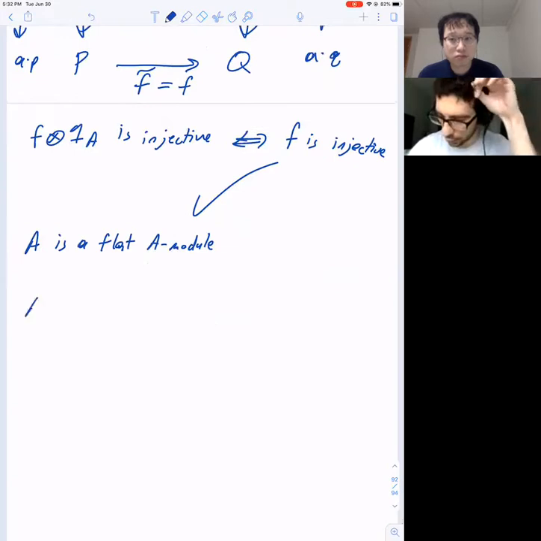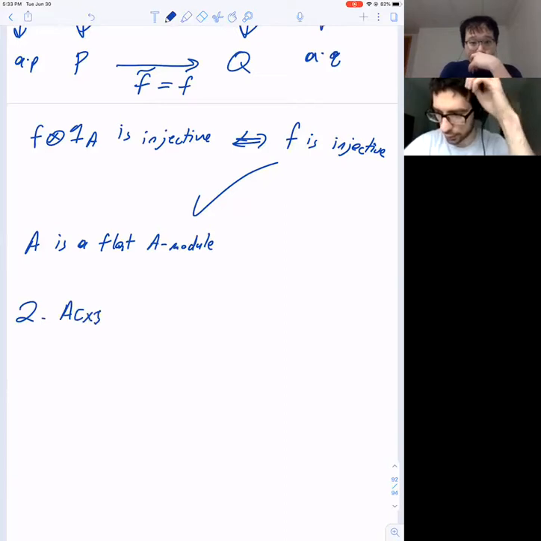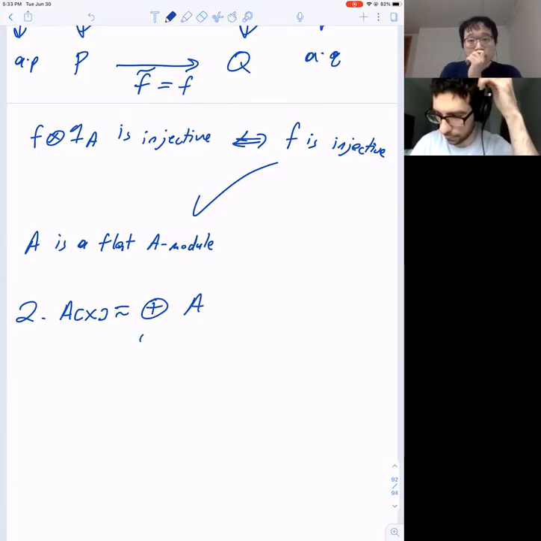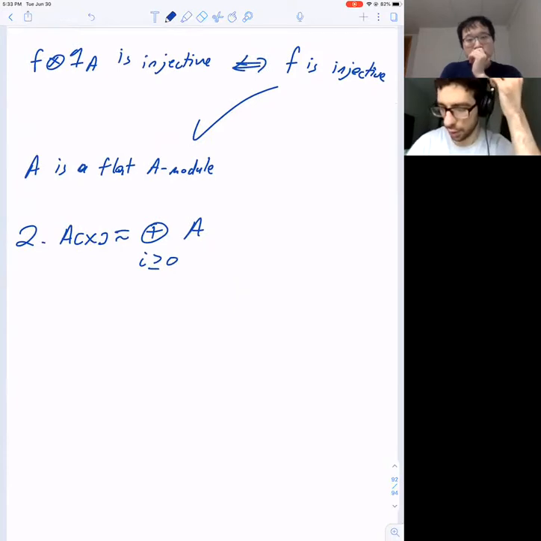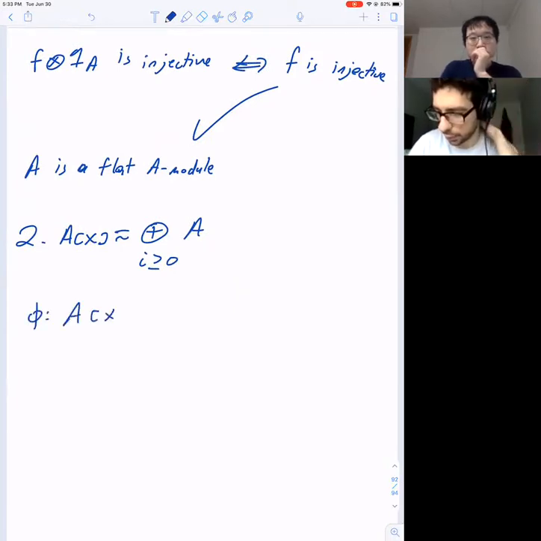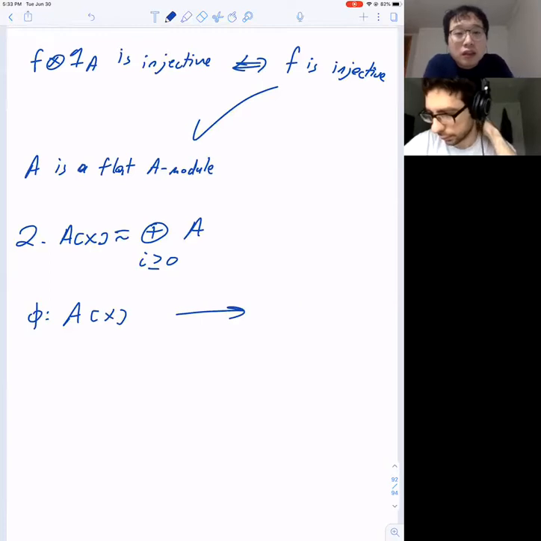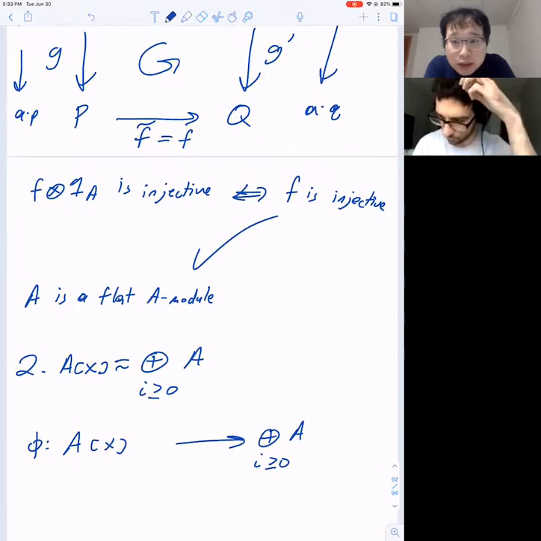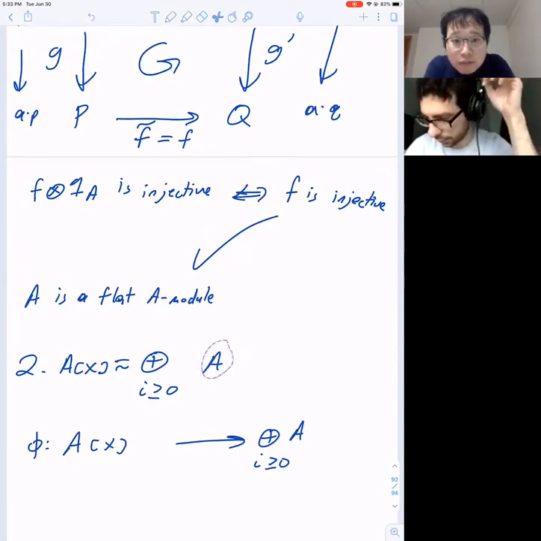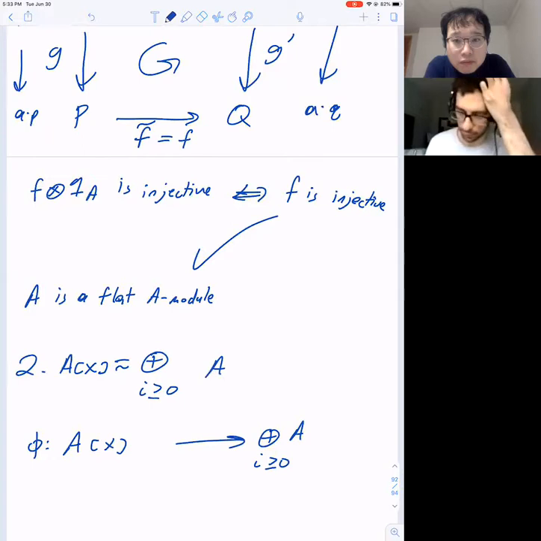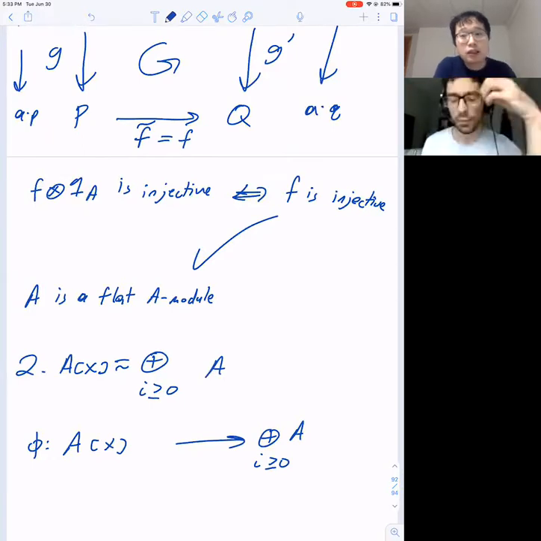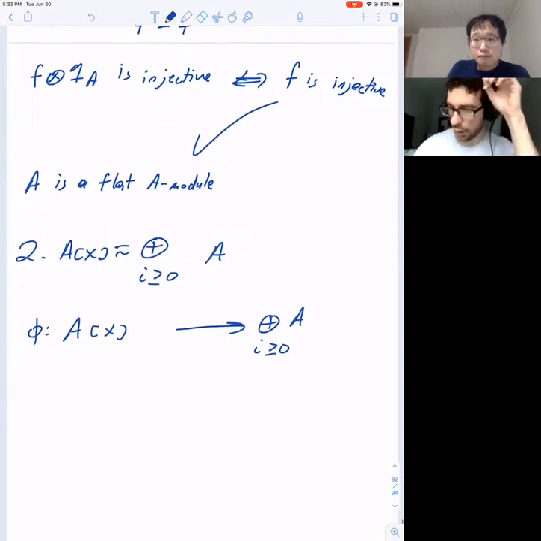So actually, step 2 is proving A bracket X is just the direct sum of countably infinitely many A's. How would you do that? Well, it's very simple. On the right-hand side of the direct sum, did you put A with something in your step 2? No. I want infinitely many copies of A. Just A. Got it. Just A. How do I prove this?